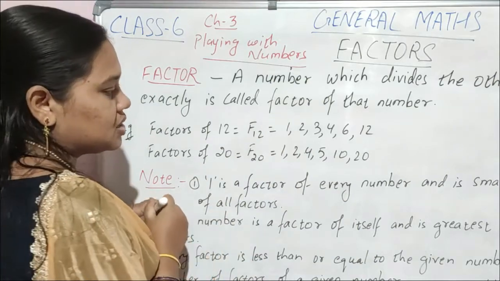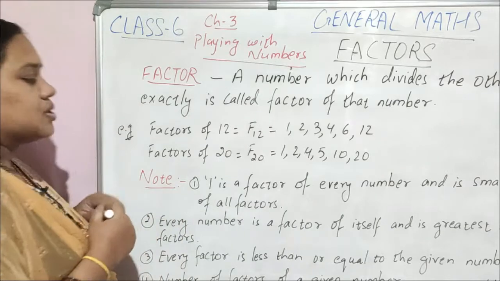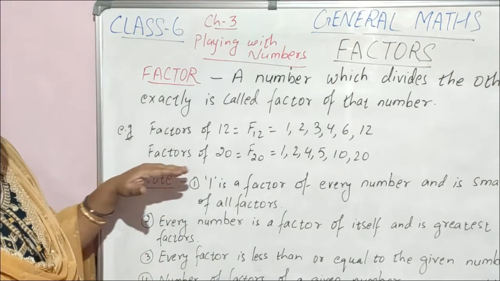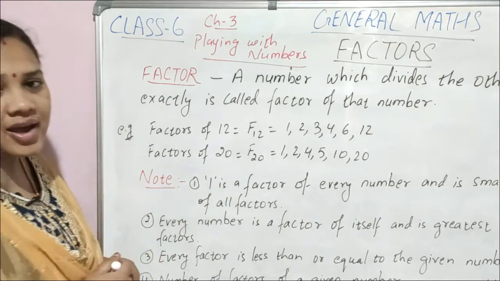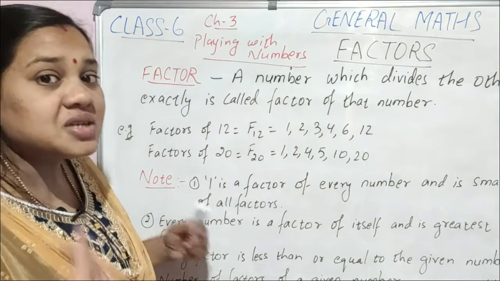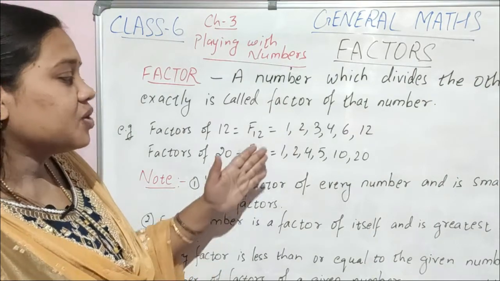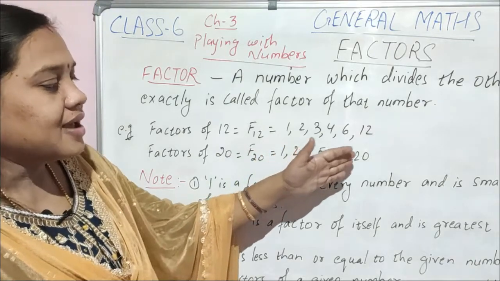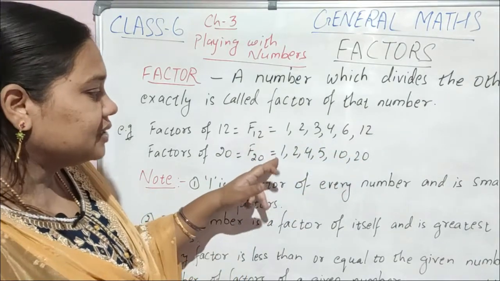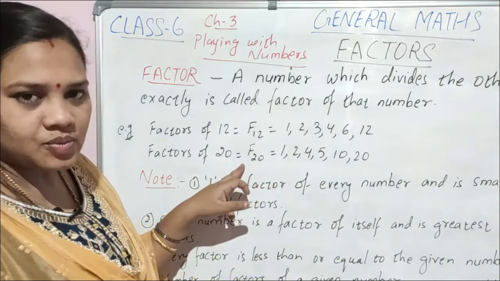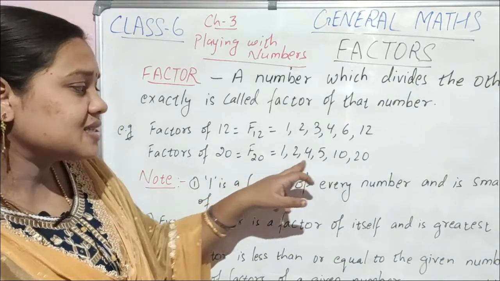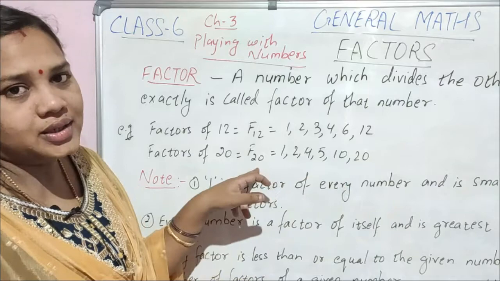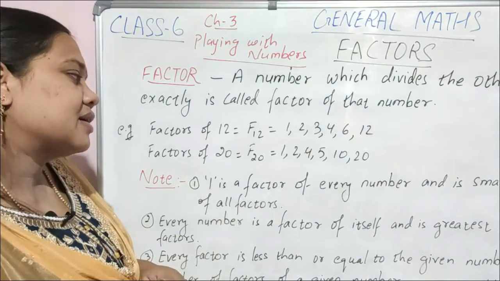Now you see children, second example: factors of 20, or F of 20. What are the factors of 20? Which numbers divide 20 exactly? 1, 2, 4, 5, 10 and 20. You can see in these tables 20 is coming. It means these numbers divide 20 exactly. Clear children?